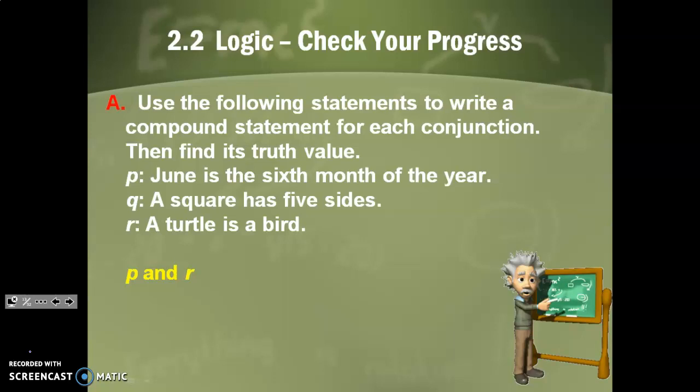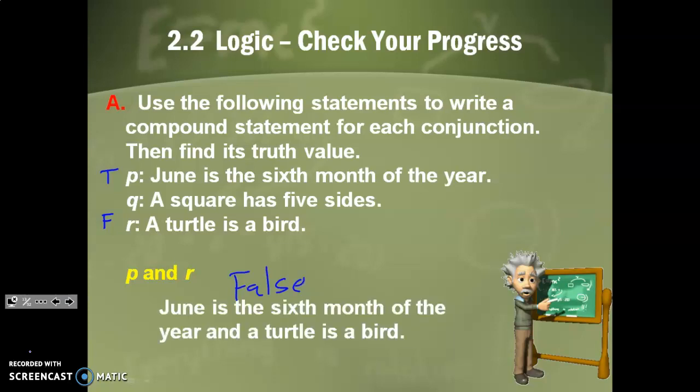So here, P and R. Again, June is the 6th month of the year. That is a true statement. R, a turtle is a bird. No. So that's a false statement. So again, if one of them is false, we're going to get a false statement. And there's this compound sentence written together.